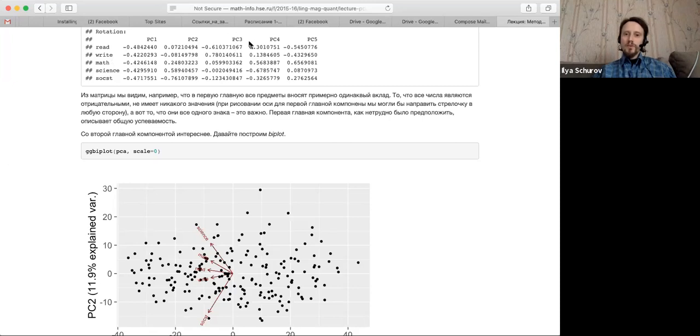Actually, I cannot interpret PC3 here. I can't provide any reasonable interpretation in terms of the original problem. So this is what happens if we apply principal component analysis to this five-dimensional data.